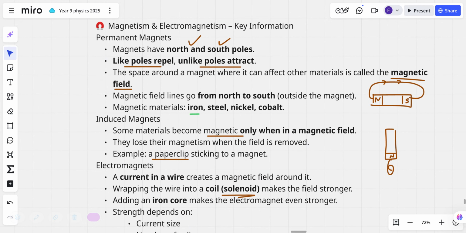So last week we looked at magnets. You have a north and south pole. The law of magnetism: like poles repel, so north and north, south and south repel. Unlike poles, or opposite poles, attract.